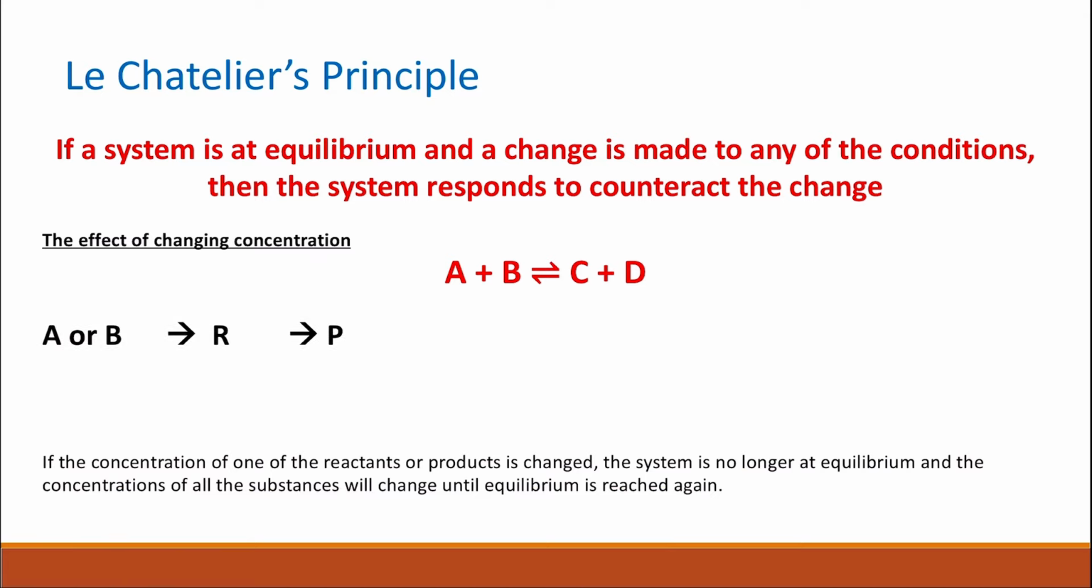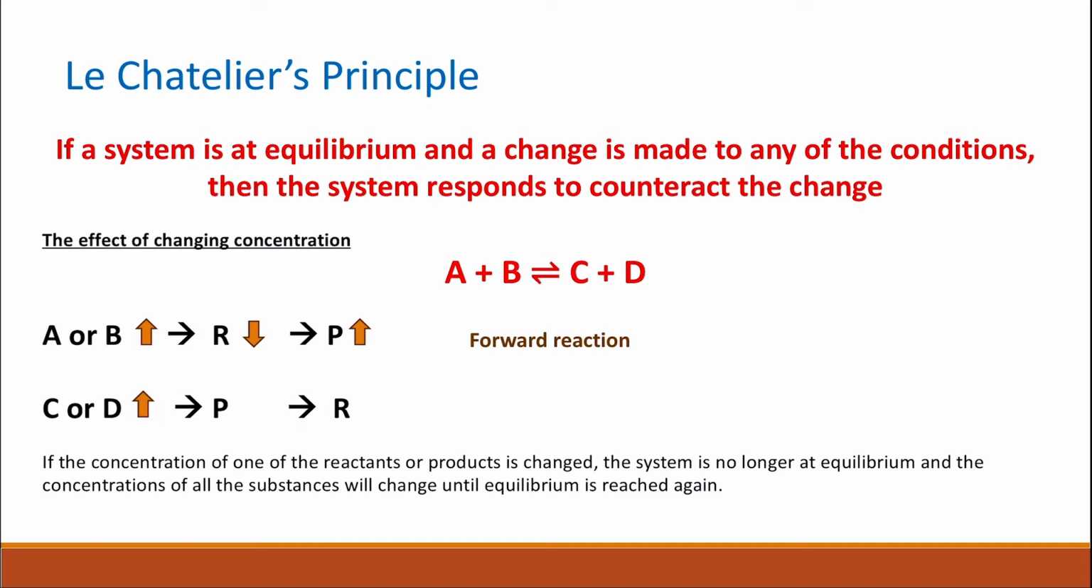So if the concentration of the reactants like A or B is increased, then the system will try to respond by decreasing the concentration of the reactants, and thus the concentration of the product will increase, because that will force the reaction to go in the forward direction. So the rate of the forward reaction will increase and more product will be produced until equilibrium is reached again.